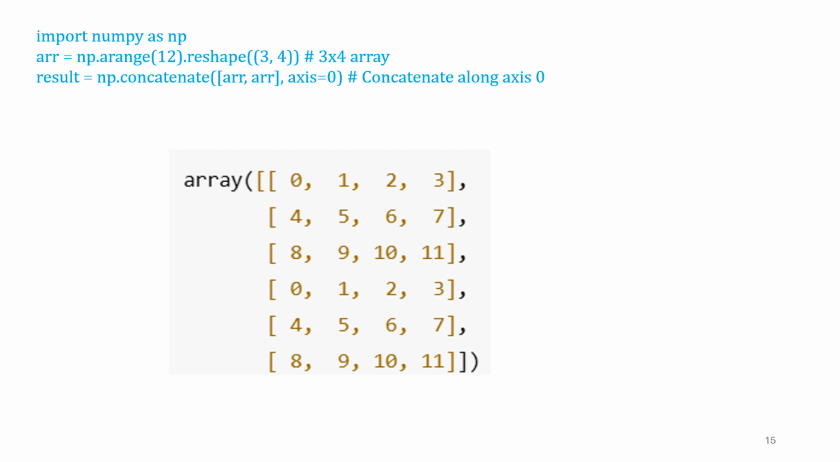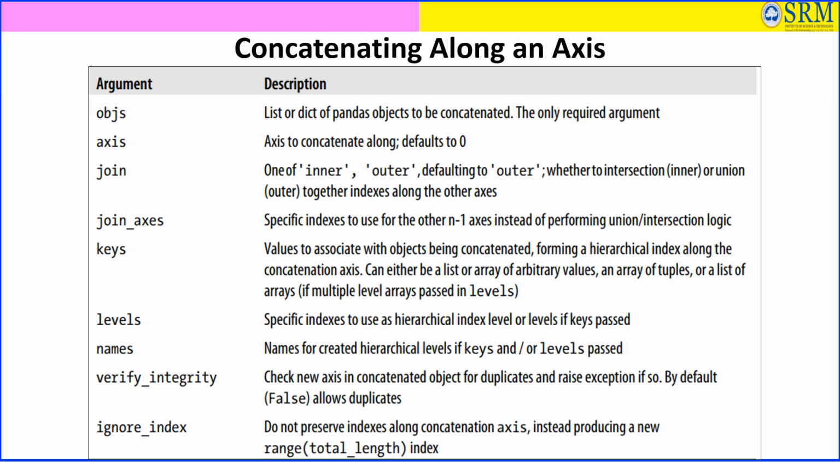So first you have to make an array, then that has to be reshaped into 3 comma 4, but you're concatenating with respect to axis equal to 0. So this is one set. Okay, this is one array, this is one array, but how do you concatenate in this fashion? Axis equal to 0 means this is a vertical stack. Okay, so this is also one type of merging.